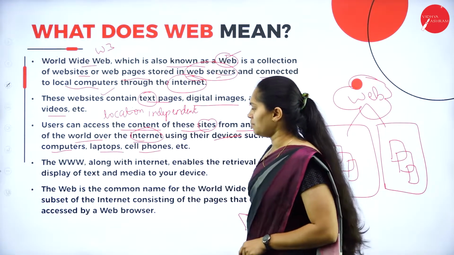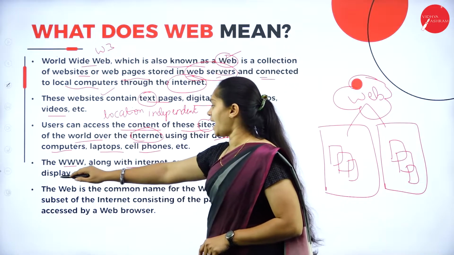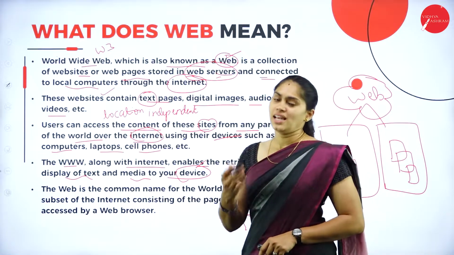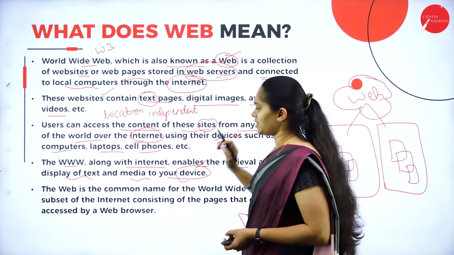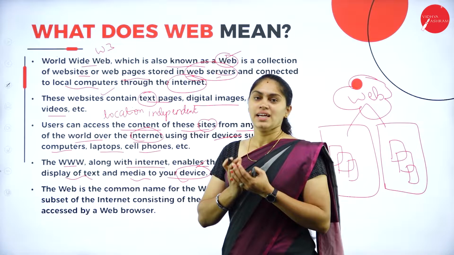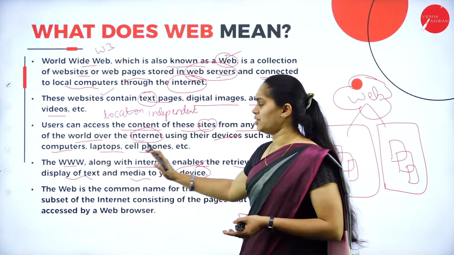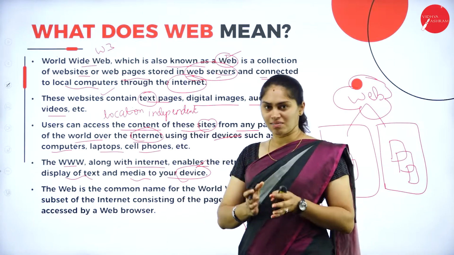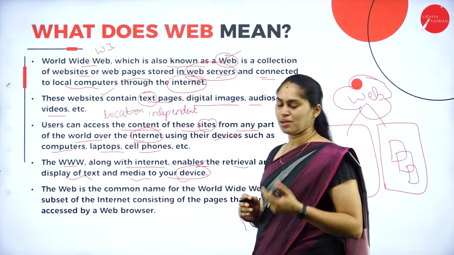So the WWW, along with the internet, enables the retrieval and display of text and media to your device. That device can be a laptop, phone, or PC, whatever it can be. So with the help of this World Wide Web, or the web, which is a collection of n number of data, that is, websites. If we have an internet connection and a certain device, in order to see all those data, everything is at the tip of your finger.